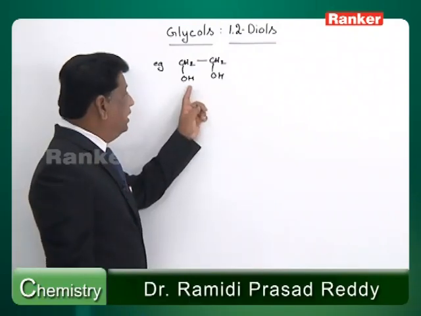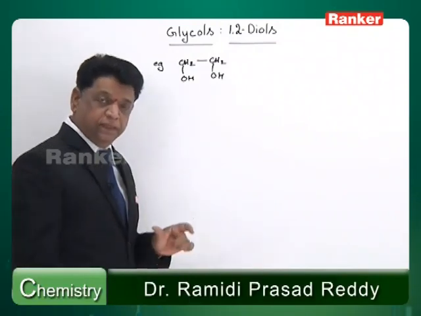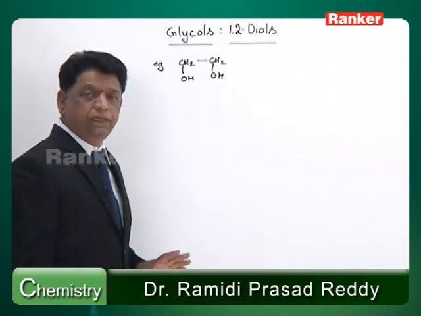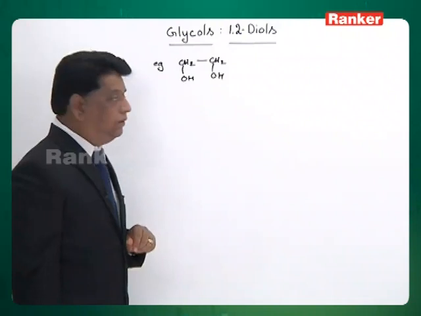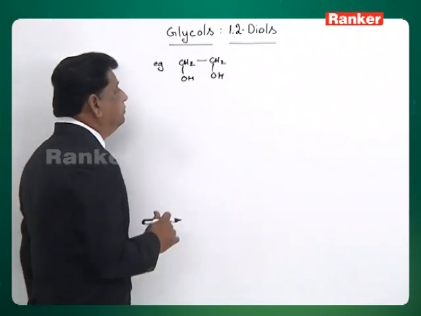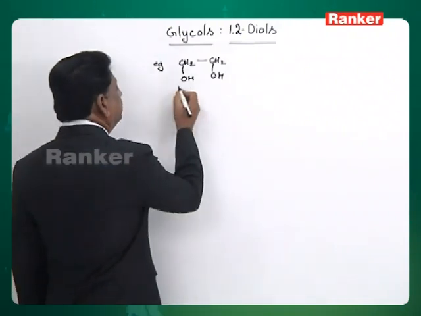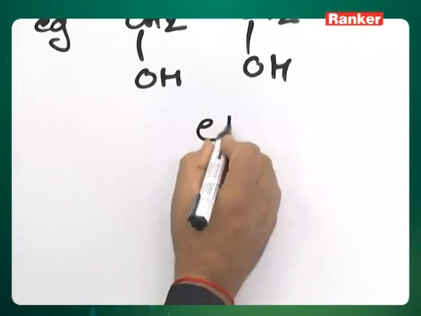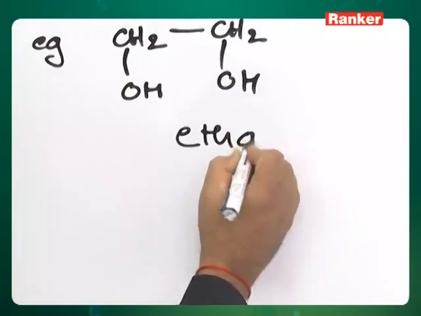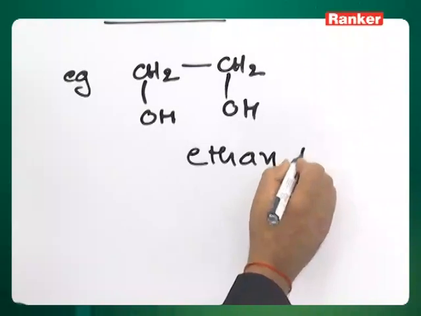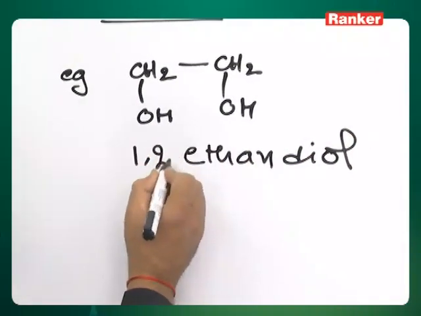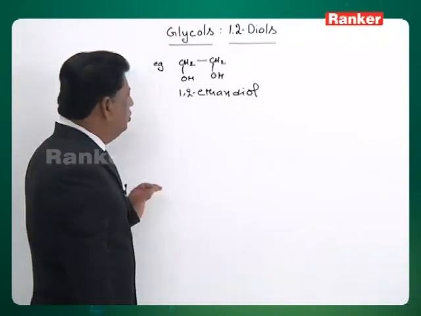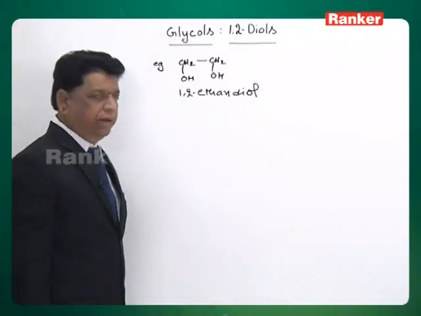Whenever two OHs are side by side, they show some special reactions or special properties that we will emphasize in this particular topic. So this is the simple example, named systematically: 2 carbons, therefore eth, single bond, therefore ane, 2 OHs, therefore diol. These 2 OHs are at 1 and 2, therefore it is called 1,2-ethane diol, the systematic name.